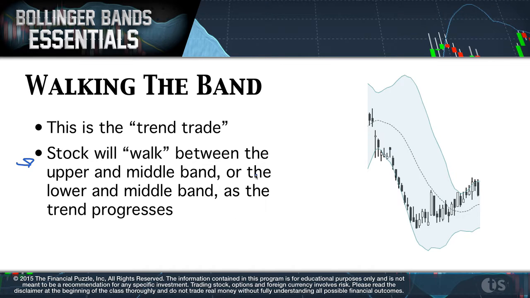It's going to walk right between the middle and the upper band if it's a bullish trade, or right between the lower and the middle band as the trend progresses if it's a bearish trade. Take a look over here at this quick picture, and you see how we're just walking the band there, and we're between the middle and in this case the lower band, and that's what the trend trade is going to be. What often happens in a trend trade is the stock will push right into that upper band or right into that lower band, and it'll just keep walking right along the band there, and the longer it stays there, the stronger and the longer that trend's going.